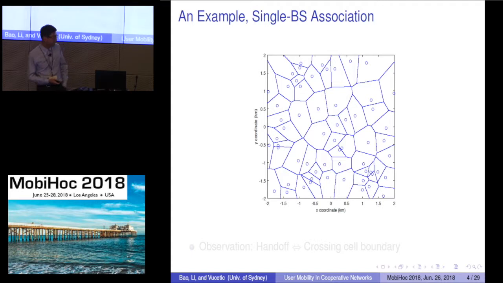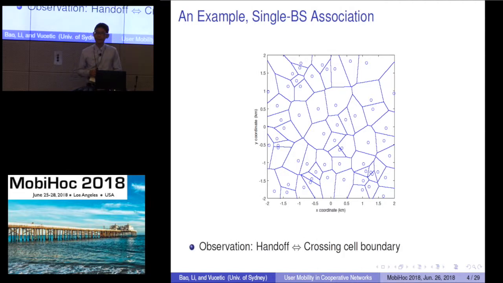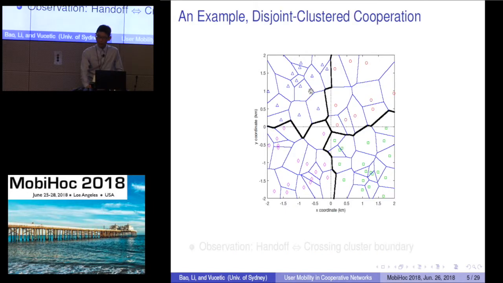In this example, we have single base station association. This small circle corresponds to a base station, and the blue lines correspond to the cell boundary. If I'm here, I'm going to connect to this base station. If I'm here, I'm going to connect to this base station. If I'm moving from here to here, I'm crossing the cell boundary, and then I'm going to make a handoff. So the handoff corresponds to the crossing of the cell boundary.